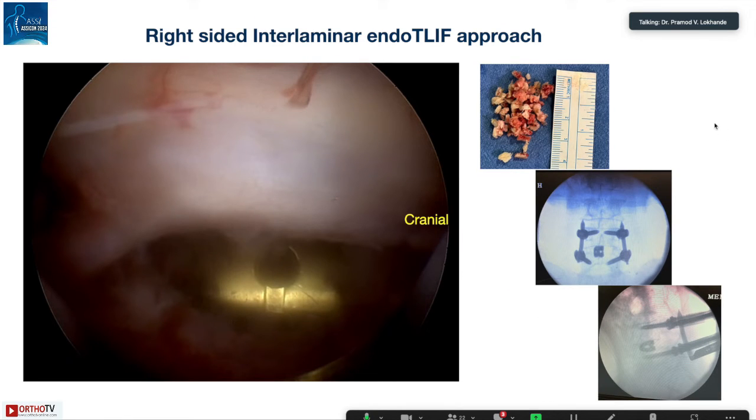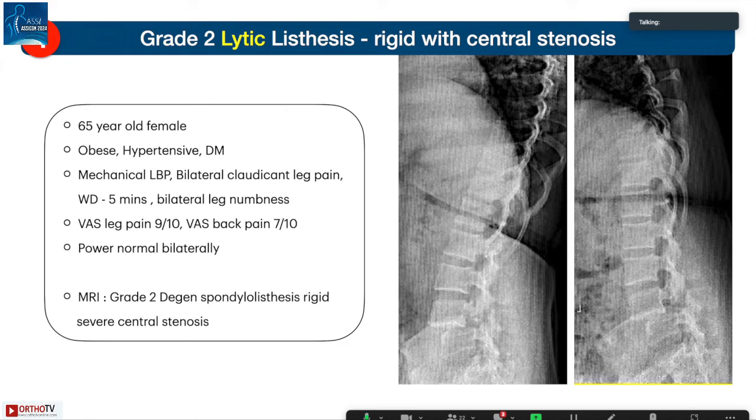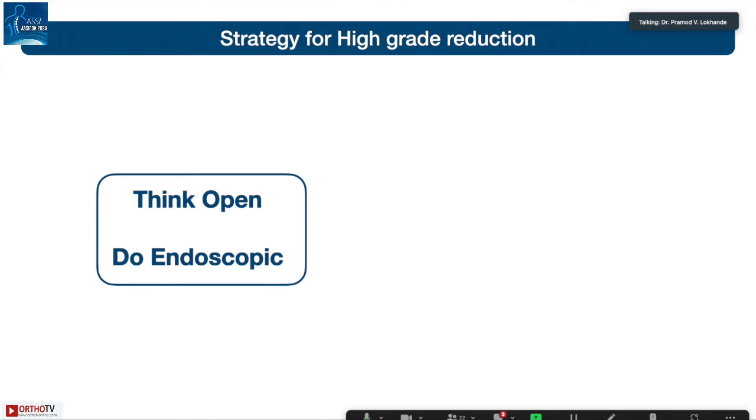This is the amount of bone graft which you get from doing the laminectomy and the facetectomy with an osteotome. So you see, I have never used any drill here, and these are the post-operative images. Another case, grade 2 listhesis with rigid central stenosis. The technique is slightly different in this case.